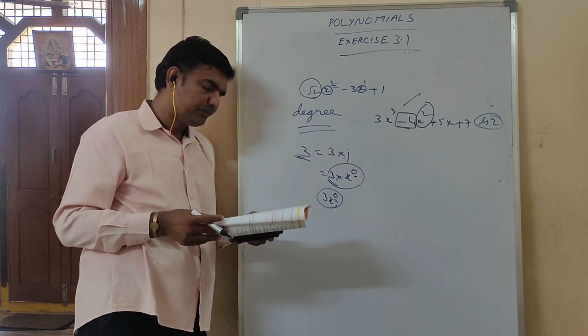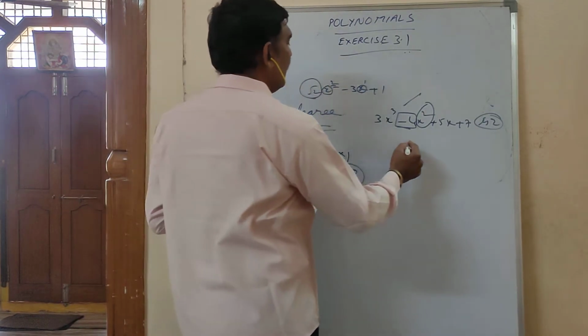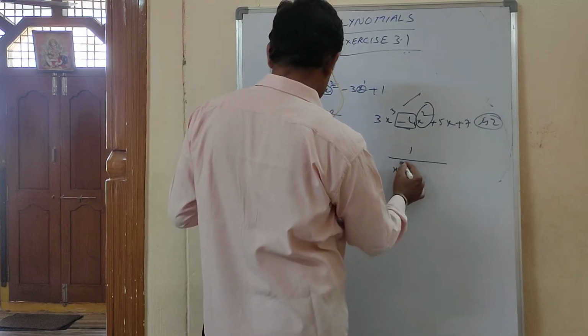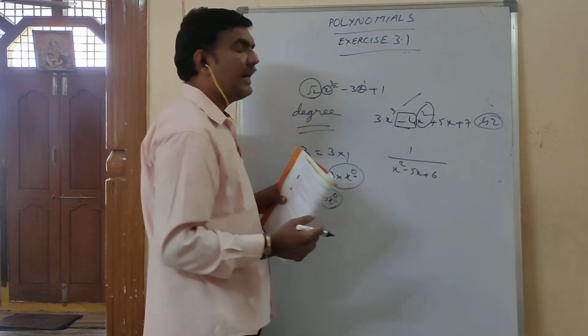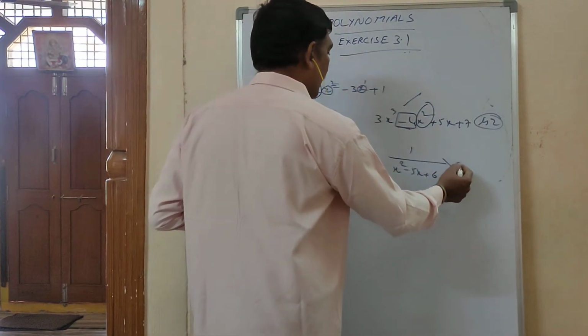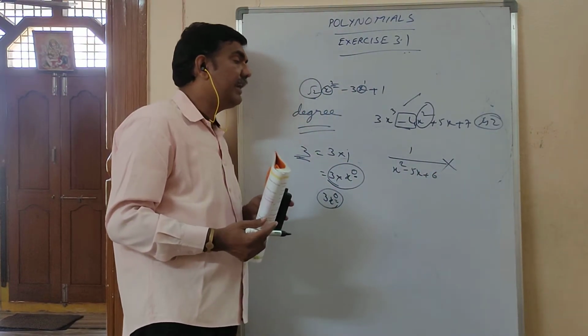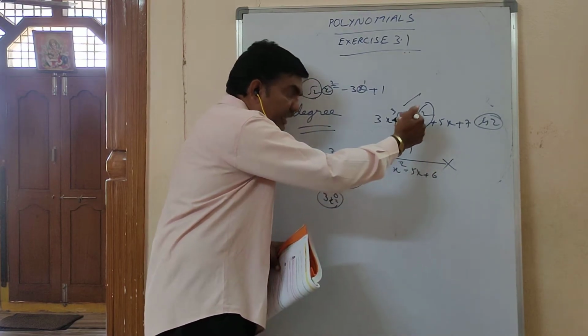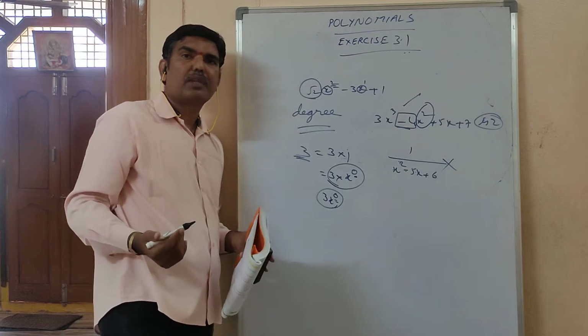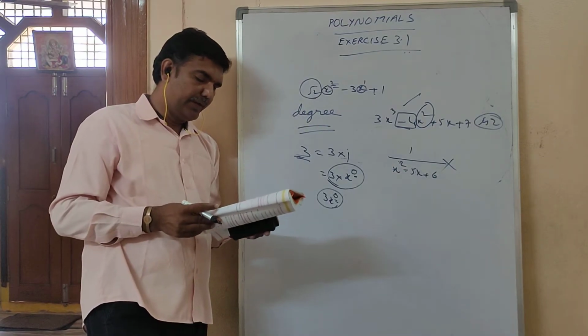Next, 1 by x square minus 5x plus 6 is a quadratic polynomial. First of all, it is not a polynomial. Why? Because x square minus 5x plus 6 is in the denominator. So it is not a polynomial.